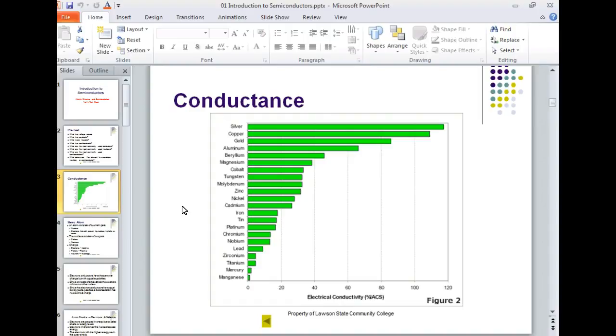Of course, the best conductor is silver, followed by copper, followed by gold, followed by aluminum, and then we get on down. This goes all the way down into the mercury. So these are all metals. The one chart we had up the other night showed like air, showed some insulators too. This is all just strictly conductors.